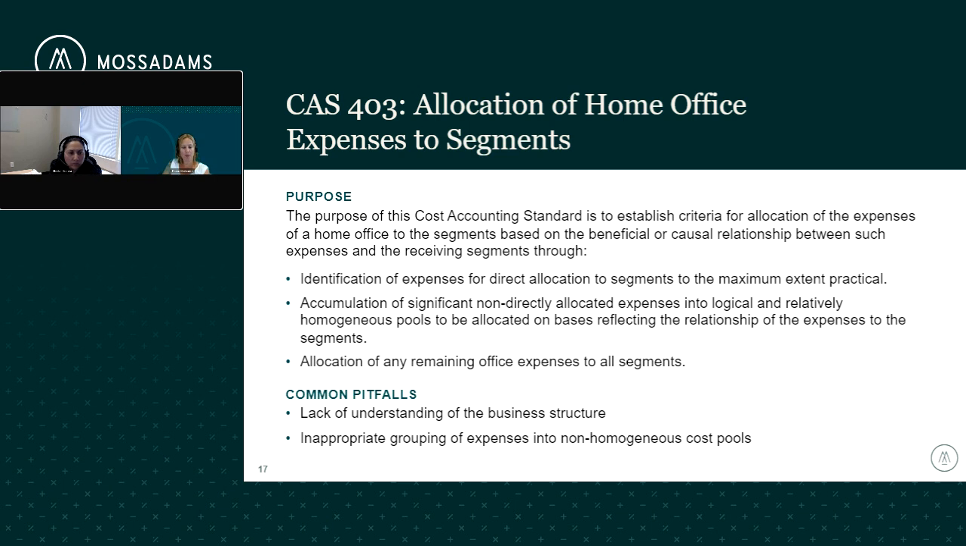So some common pitfalls for this standard: lack of understanding of the business structure. Does your entity have a home office? Do they not? Or then inappropriate grouping of expenses into those pools. So you want to make sure you're keeping like expenses together into different pools based on how you're allocating.